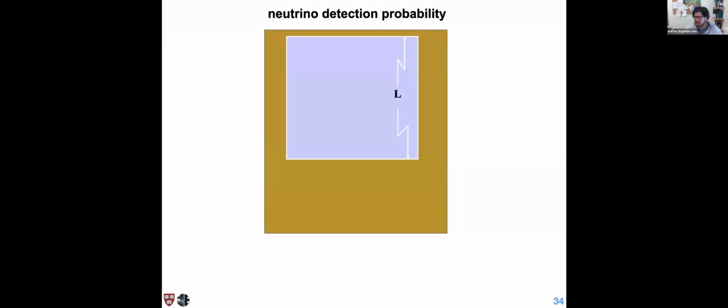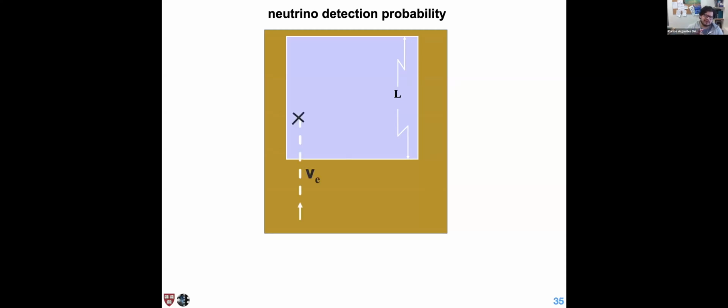Okay, so how do we compute the number of detected events in this array? Suppose now that you have your detection volume, shown as this blue box, embedded in some material, rock, water, whatever. My detector is within this blue box, and it has some height L, so that's like a kilometer. So I want to compute the number of neutrino interactions that happen within that volume in blue.